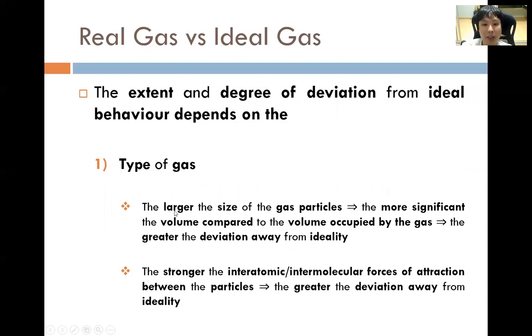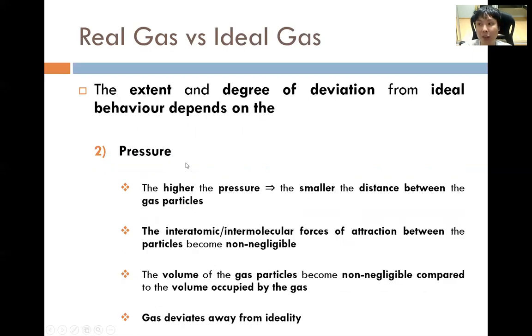Okay, so if the size of the gas particles is larger, then the volume occupied by the gas particles will be more significant as compared to the volume occupied by the gas. So there will be a greater deviation away from ideality. And if the intermolecular forces of attraction between the particles are greater, then it will also deviate further away from ideality. Okay, this is basically the more important one: whether the intermolecular forces of attraction between the particles are strong or not.